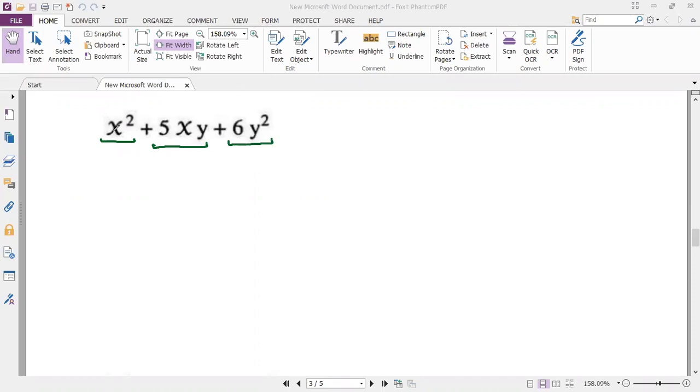Let's look at x squared. We can get x squared from x multiplied by x. This is very easy for anyone. x times x is x squared. What about 6y squared? We can get 6y squared from 3y multiplied by 2y. If you multiply 3 by 2 you get 6, and y multiplied by y is y squared.